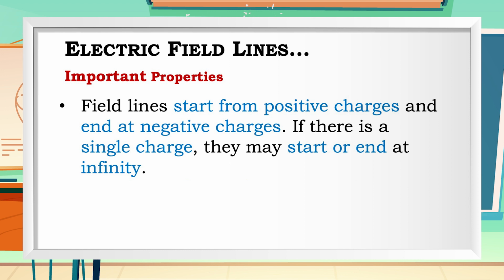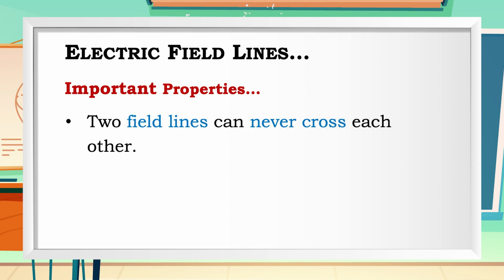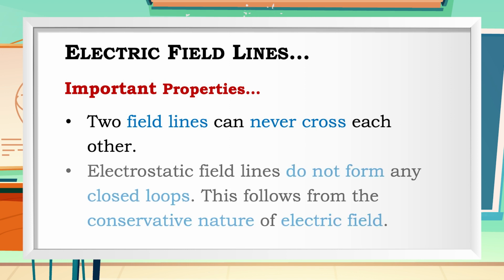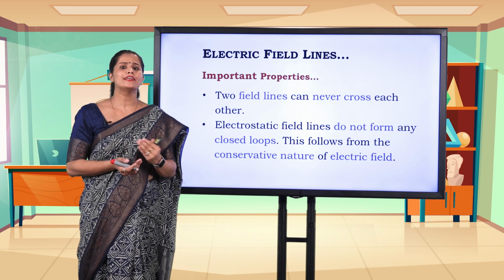The electric field lines always start from positive charges and end at negative charges. If there is a single charge, they may start or end at infinity. In a charge-free region, electric field lines can be taken to be continuous curves without any breaks. Now, the next property is two field lines can never cross each other. But why not? Well, if they did, the field at the point of intersection will not have a unique direction, which is not possible. Fourth, electric field lines do not form any closed loop.